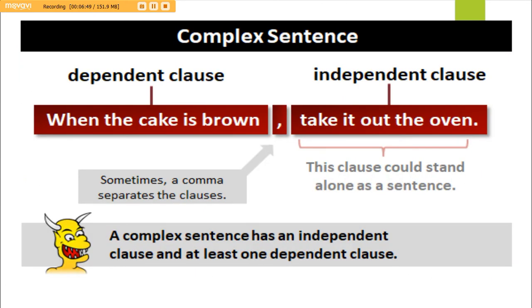Now, what is a complex sentence? A complex sentence consists of a dependent clause and an independent clause. So, look at the sentence given here. It says, "When the cake is brown, take it out of the oven."